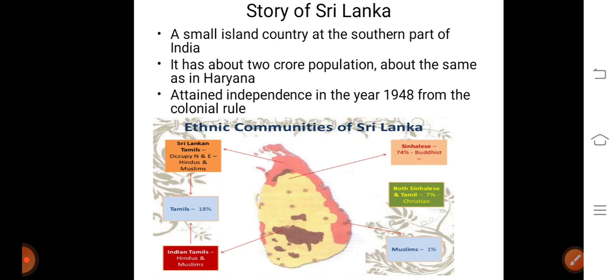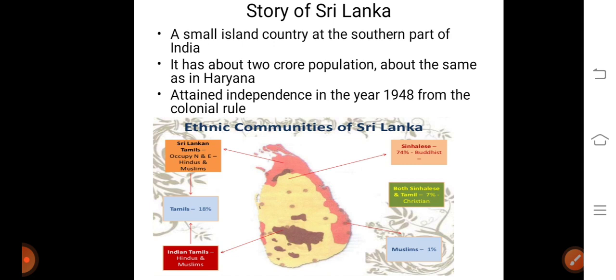What we have found in the case of Belgium is around 1 crore population. But here in Sri Lanka's case, we found 2 crore population. That means it is quite bigger in size, right? So about the same as in Haryana. We compared previously also in the case of Belgium with Haryana, right?